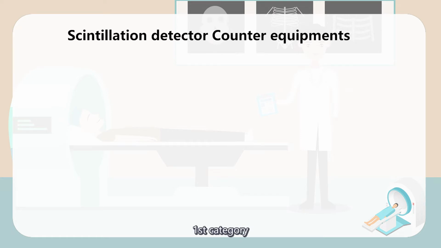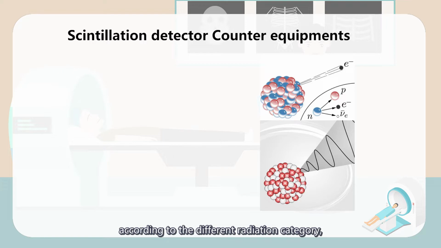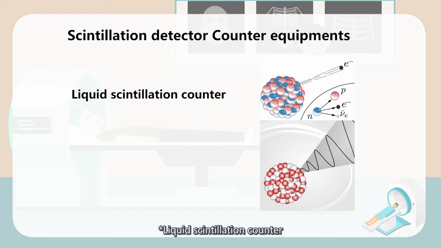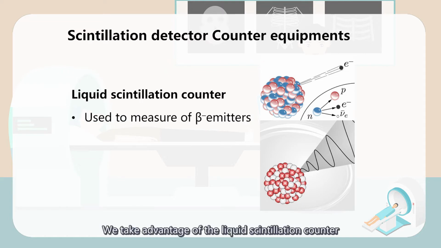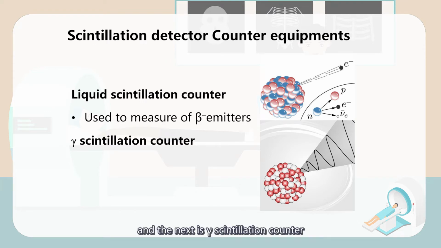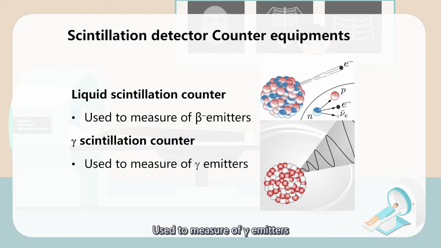The first category, scintillation detector. Sometimes we also call it the counter equipment. According to the different radiation category, it can be classified into two general categories. The first is the liquid scintillation counter. We take advantage of the liquid scintillation counter to detect the beta minus emitters. And the next is the gamma scintillation counter. We use the gamma scintillation counter to detect the gamma emitters.